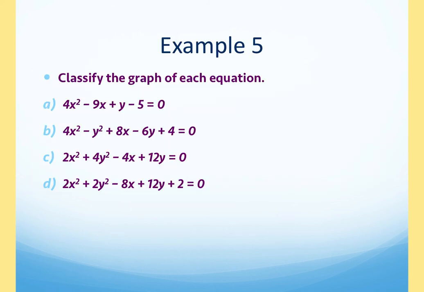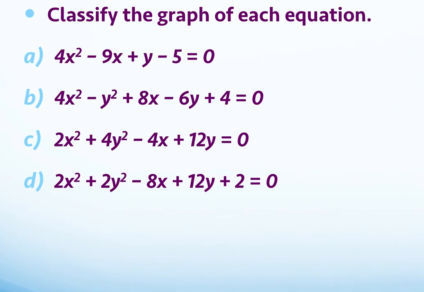So they would look like this. It says classify the graph of each equation. Look at example A. What is A? 4. What is C? 0. There is no y squared, so it'd be 0. The product of those two is 0, which makes this a parabola. If there's only one squared term, it's a parabola. It's usually pretty easy to find that one. Go to B.